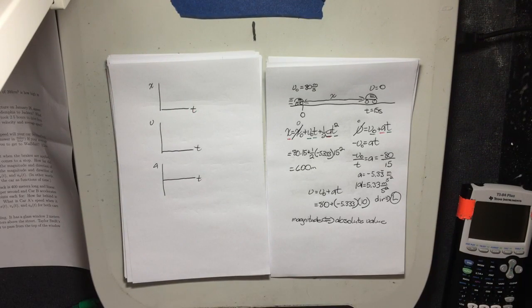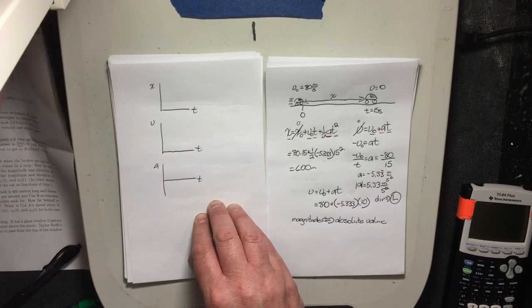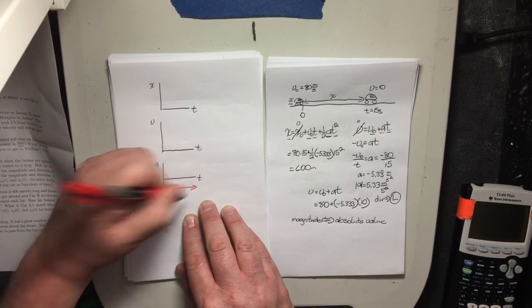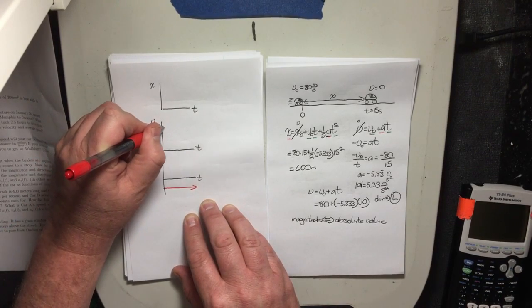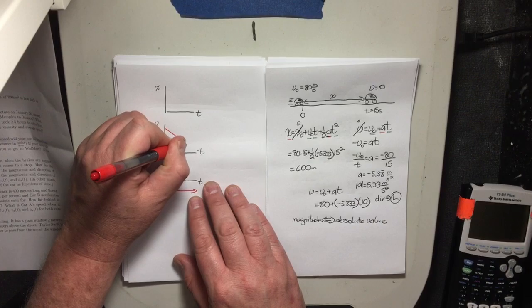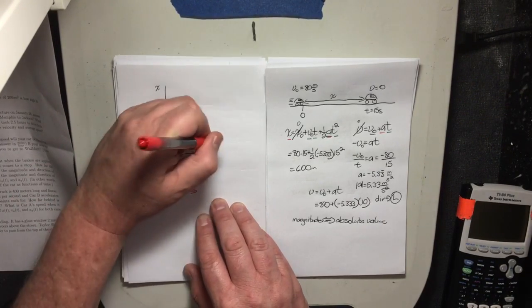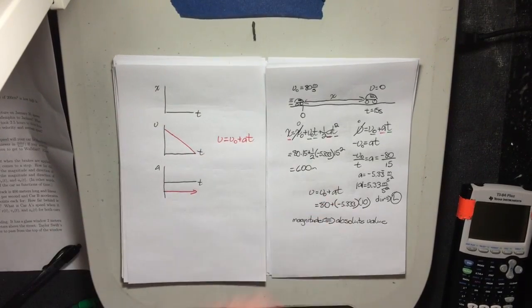So with acceleration, it is always constant. It was always negative 5.33 meters per second squared. So a line that looks like that is okay. Velocity starts positive and goes to 0. It's a linear line because v is equal to v naught plus at. That a is the slope of the line, which is negative 5.33.